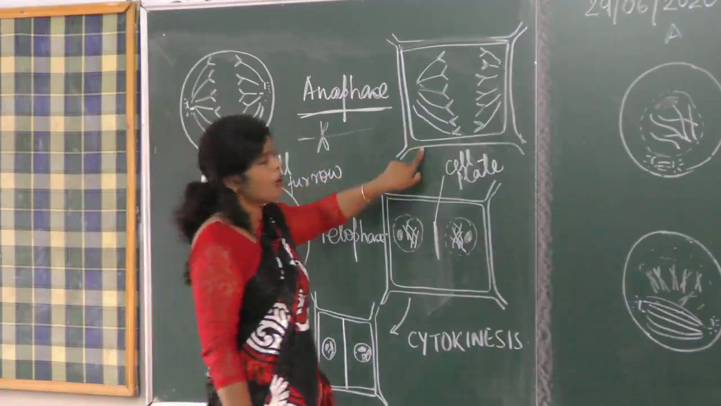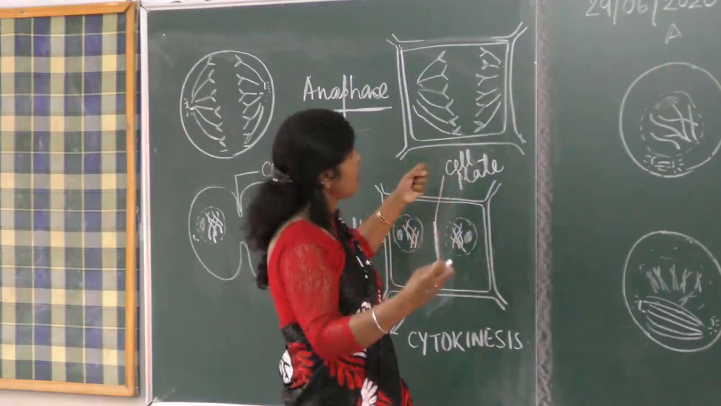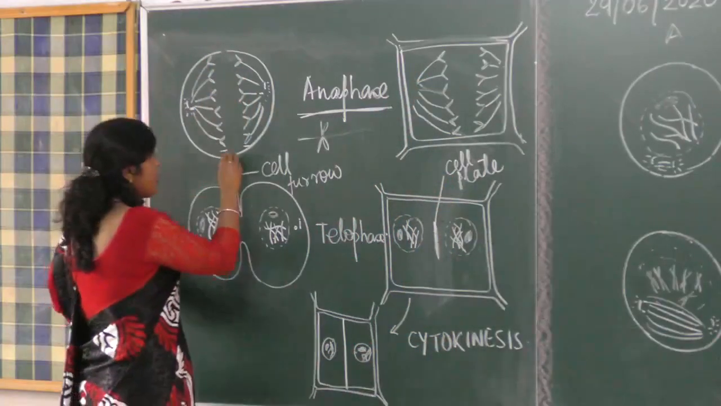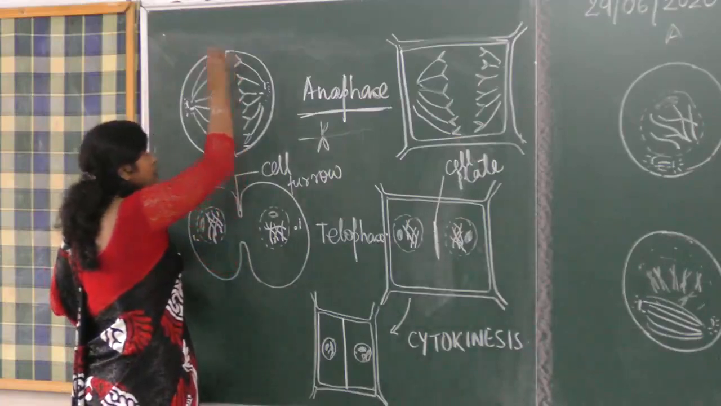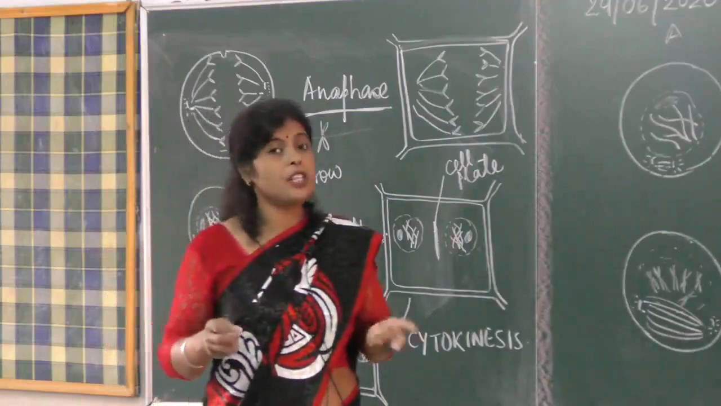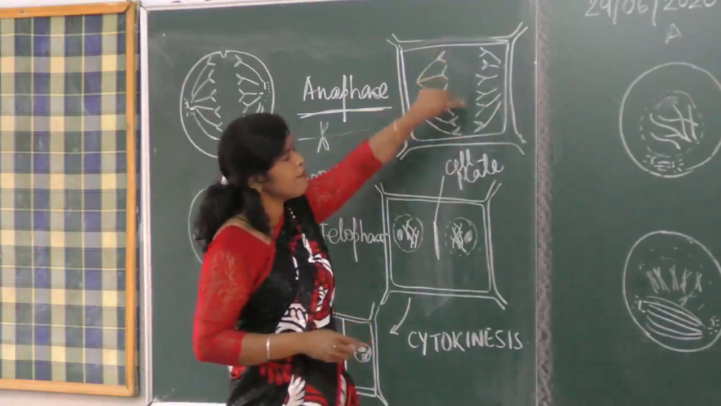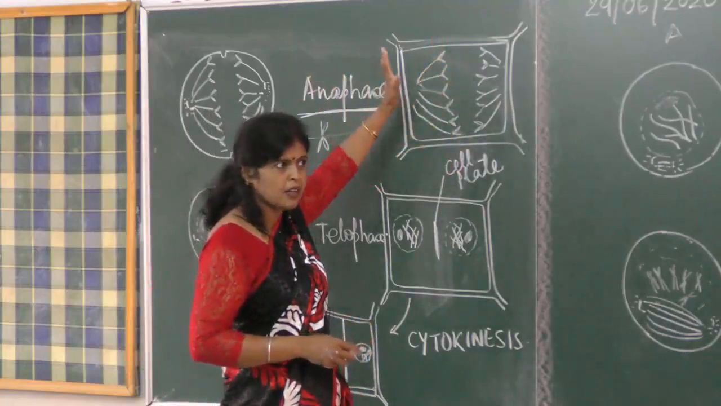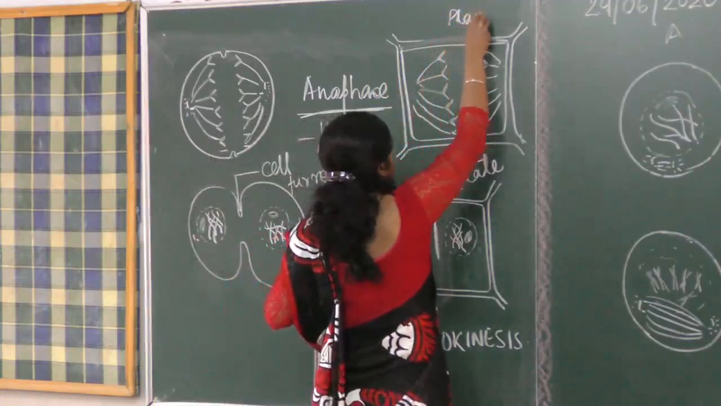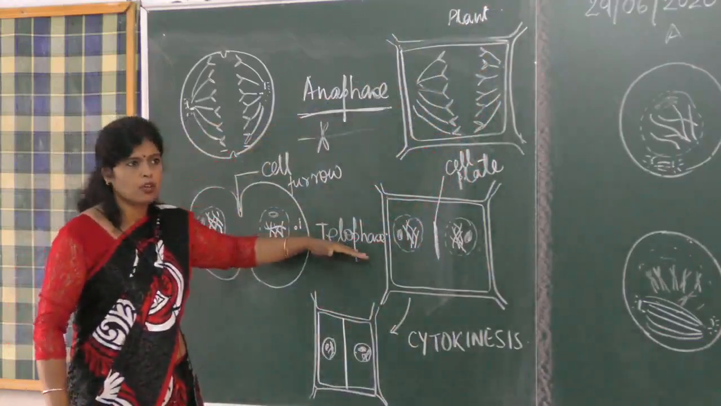Is it all right? Here also the same thing. The spindles are contracting and the sister chromatids are pulled apart. By late anaphase, you may find a small cell furrow as well. This cell furrow may appear in late anaphase or early telophase. All right. Now here you won't find any furrow as such. Maybe early or late, in plant cell you will not find any. Is it all right?